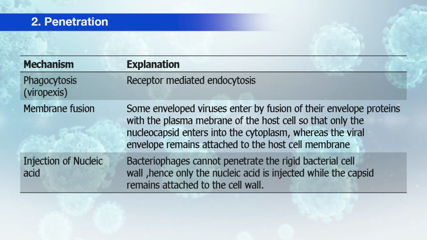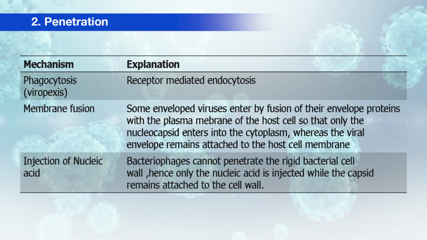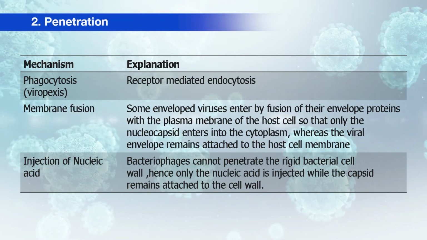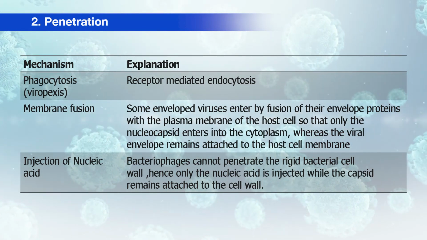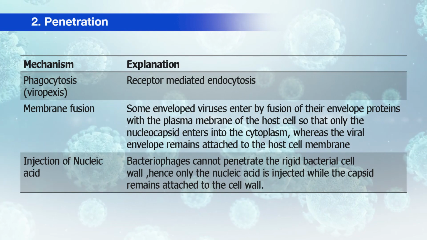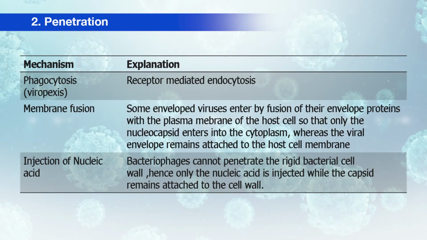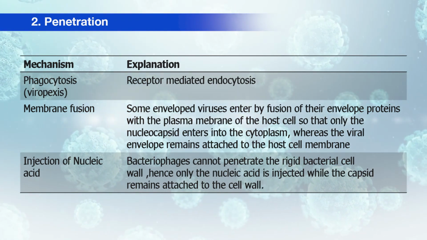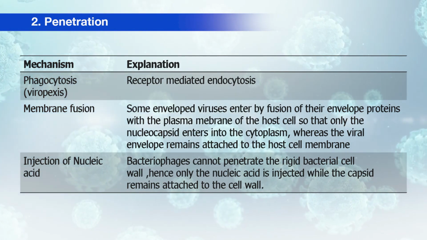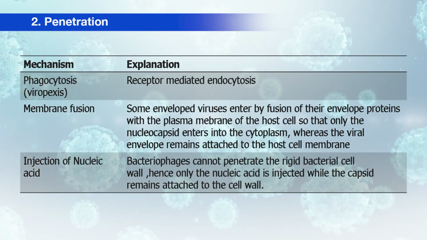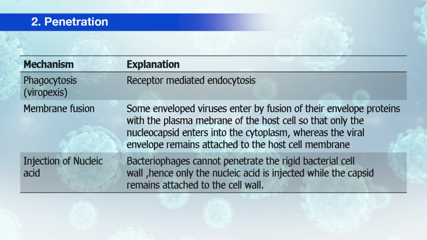Phagocytosis is a receptor mediated endocytosis of the virus inside the host cell, while membrane fusion, which is seen in the HIV virus, is the fusion of the virus envelope with its envelope proteins into the plasma membrane of the host cell.